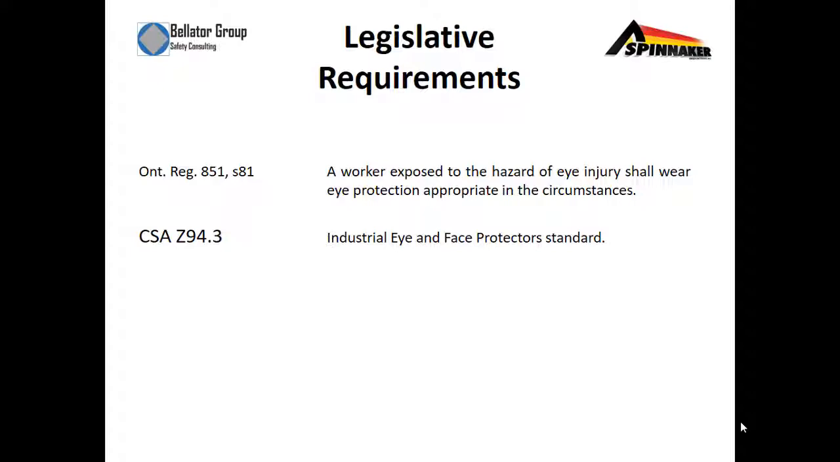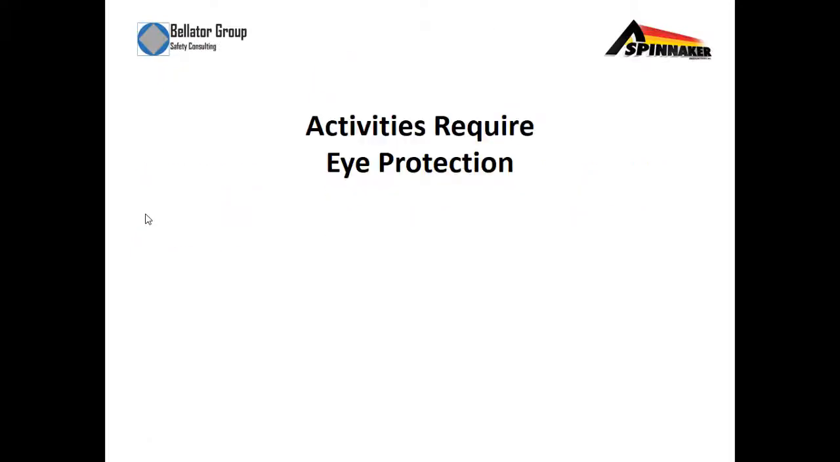Legislative requirements. If you refer to the Ontario Regulations Industrial Act 851, it states under Section 81, a worker exposed to the hazard of eye injury shall wear eye protection appropriate in the circumstances. Now, when it comes to eye protection, we must always wear eye protection that conforms to CSA standards Z94.3.